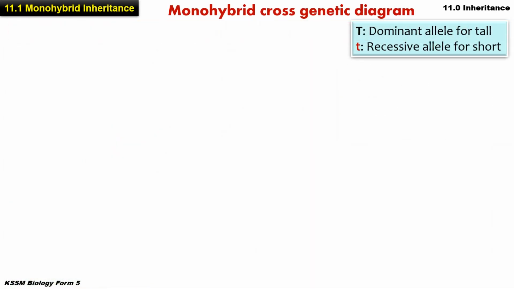So, tuliskan monohybrid cross genetic diagram. Okay. So, ingat, T besar is for the dominant allele for the trait tall. T kecil is the recessive allele for short. Okay, write down ni juga. Dalam buku rampaian, muka surat baru kosong. Okay. So, apa nak buat? Baik.